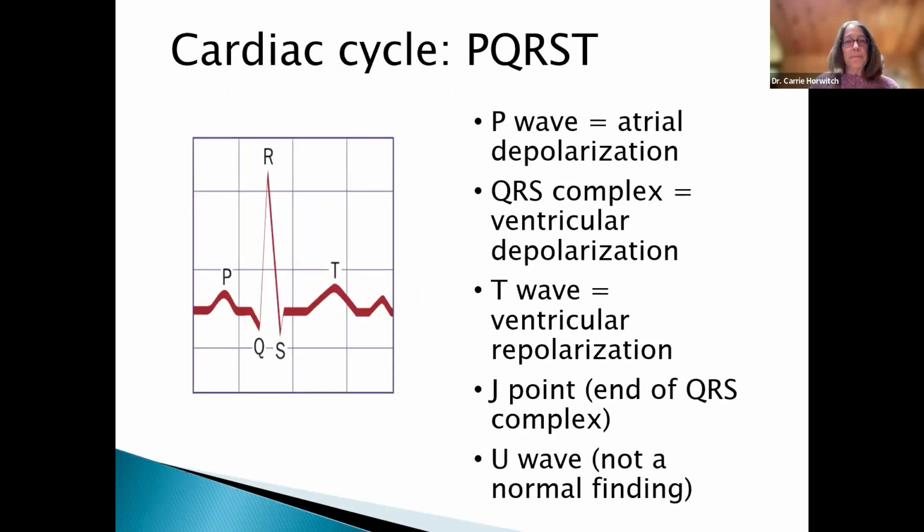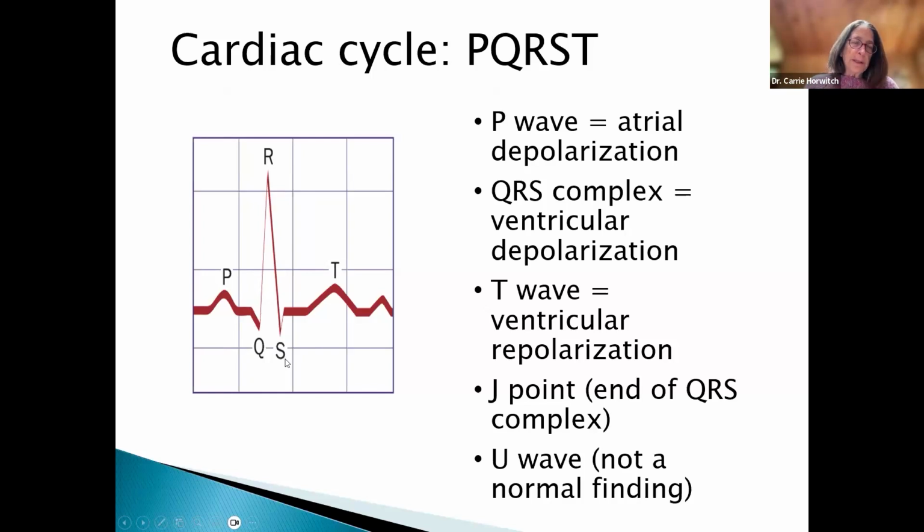Next slide. So when we think about the cardiac cycle, again, we want to think about it the same way we do our history, right? When we ask about pain, we might have a PQRST. Well, the cardiac cycle luckily gives us a PQRST as well. The P wave is the atrial depolarization. The QRS complex is ventricular depolarization.